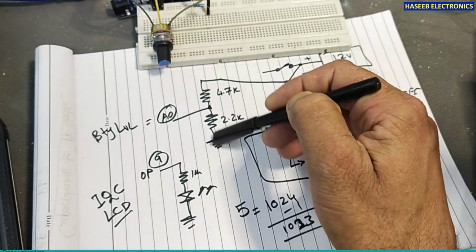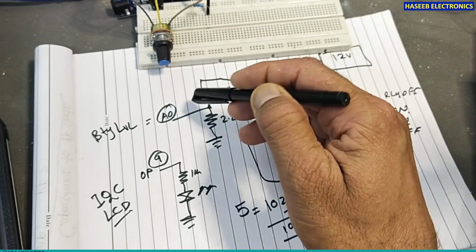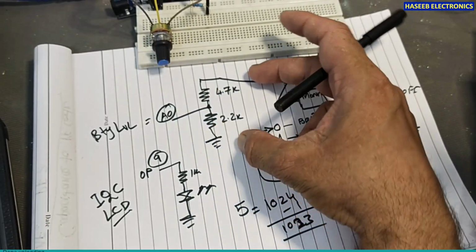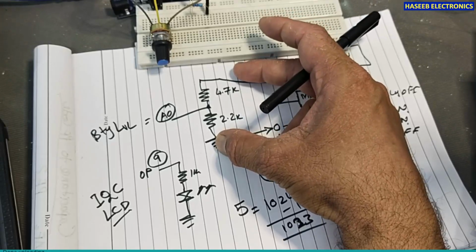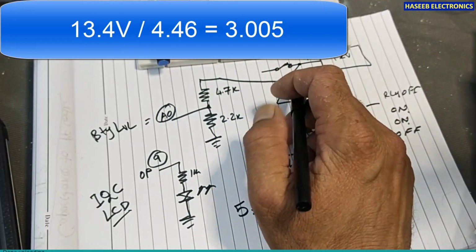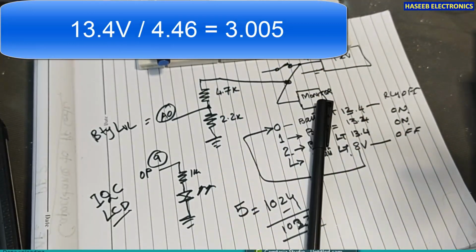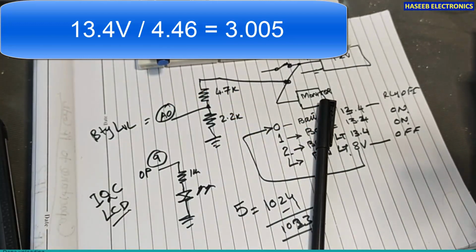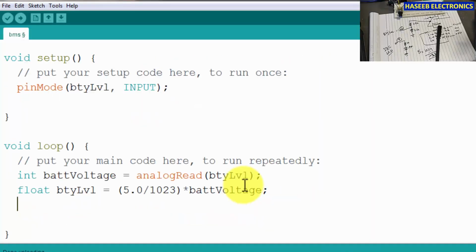What is the ratio of this voltage divider network, and what is the voltage here? If we divide the maximum voltage, which is 13.4 volts at that time, by the voltage here, its ratio will become 3. The total voltage divided by this, multiply it here. So now we will say battery level, the new condition, is equal to battery level multiplied by 3.005.